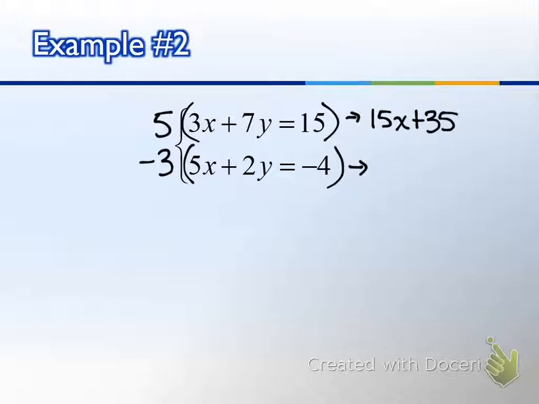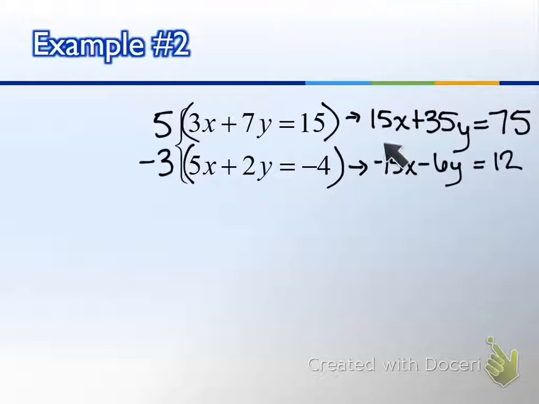15x plus 35y equals 75. Sounds wonderful. Can someone else raise their hand and tell me what the bottom equation would come out to be? Caden. -15x minus 6y equals 12. Wonderful.